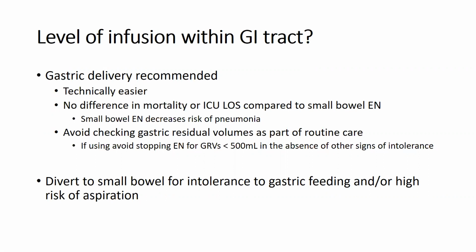There's no difference in the mortality or the ICU length of stay when you compare nasogastric or orogastric to small bowel enteral nutrition. Where there is a difference is the risk of pneumonia. So there's a reduced risk of pneumonia with small bowel enteral nutrition.